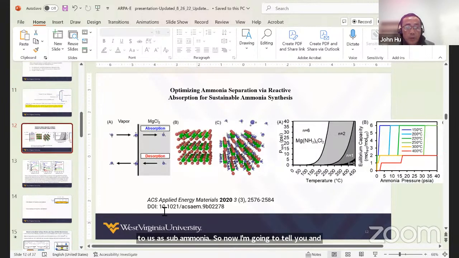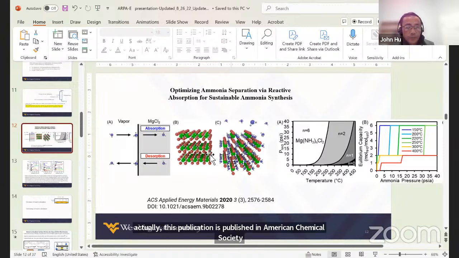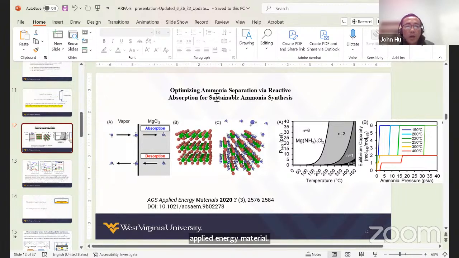So actually this publication is published in the American Chemical Society Applied Energy Material. And then the title is Optimizing Ammonia Separation by Reactive Adsorption for Sustainable Ammonia Synthesis. What is reactive adsorption? Reactive adsorption means that a solid solvent does not just provide physical property to adsorb ammonia, okay? It's not physical adsorption, it is actually chemical reaction.